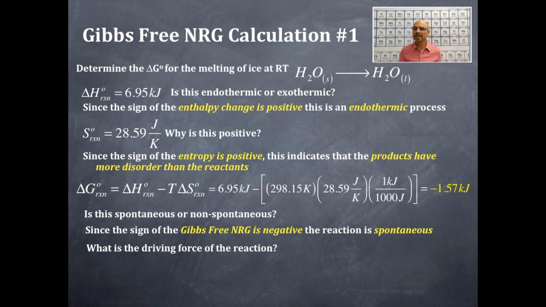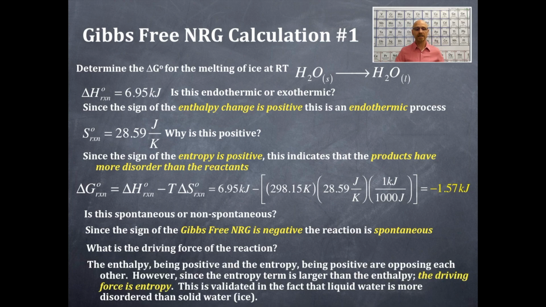But what is really easy to do is to look at the enthalpy and the entropy and then the overall Gibbs free energy. The overall Gibbs free energy is spontaneous and product favored. So which of the two, the enthalpy term or the entropy term, was product favored, going towards spontaneity? The enthalpy term is positive and the entropy term is positive, so they are opposite from each other. However, since the entropy term is larger than the enthalpy term, the driving force is entropy.